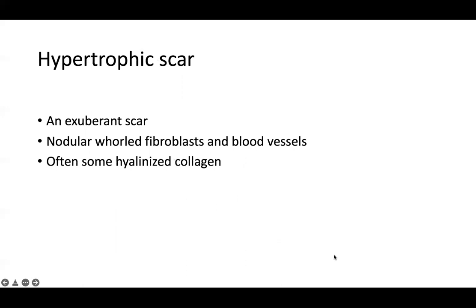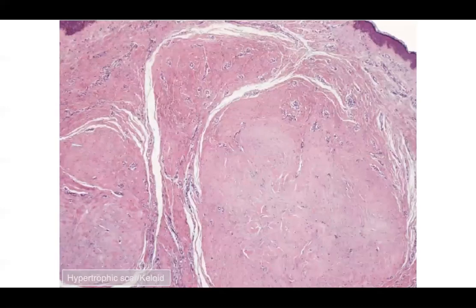A hypertrophic scar is just an exuberant scar, but it does not overgrow the original boundaries of the initial scar. So you can see nodular whorled fibroblasts and blood vessels. Some have hyalinized collagen as well. So this diagnosis was a hypertrophic scar.